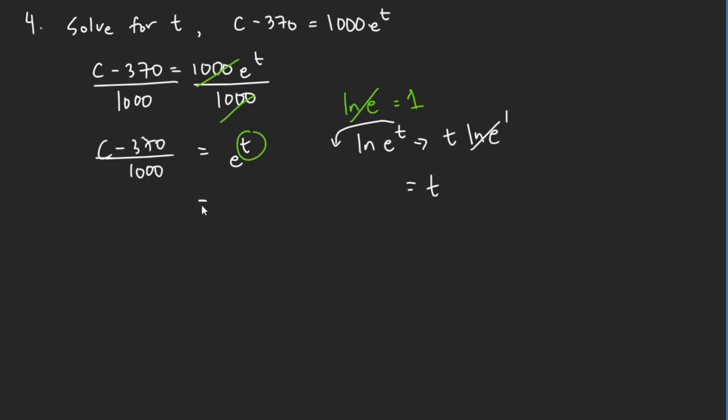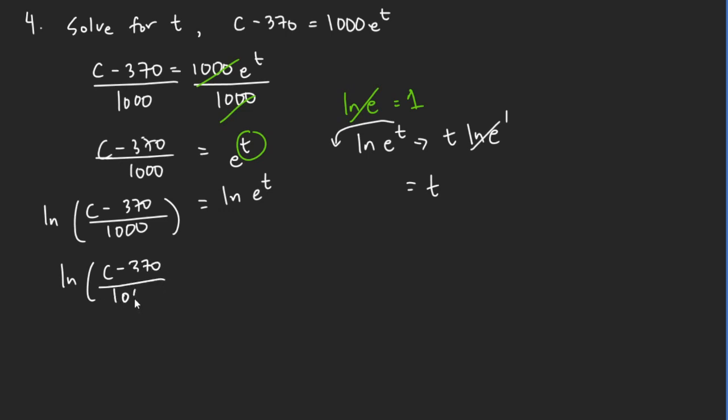Okay? So ln of e raised to t, since you put ln on the right side, then you're going to put ln on the left. Whatever you do to the right side of the equation will also be done to the left side of the equation. Okay? So we have ln of c minus 370 over 1000 is equal to, cancel out, so that will be t ln of e. And ln of e is 1. So you have ln of c minus 370 over 1000 is also equal to t.